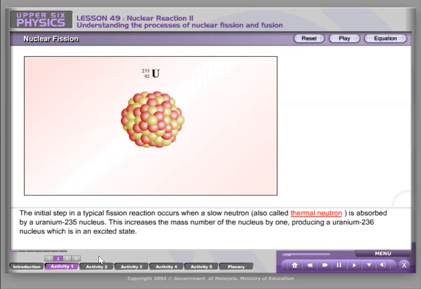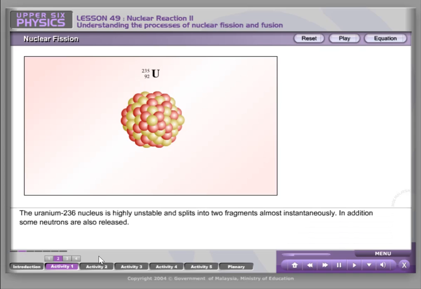The initial step in a typical fission reaction occurs when a slow neutron, also called a thermal neutron, is absorbed by a uranium-235 nucleus. This increases the mass number of the nucleus by 1, producing a uranium-236 nucleus which is in an excited state. The uranium-236 nucleus is highly unstable and splits into two fragments almost instantaneously. In addition, some neutrons are also released.